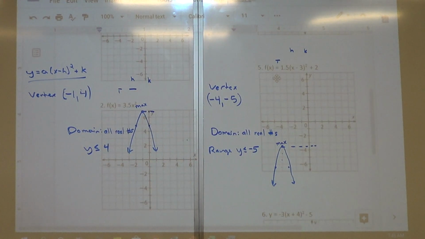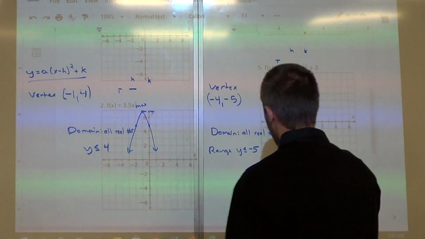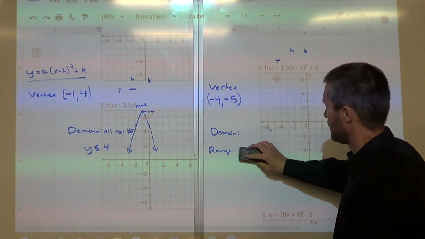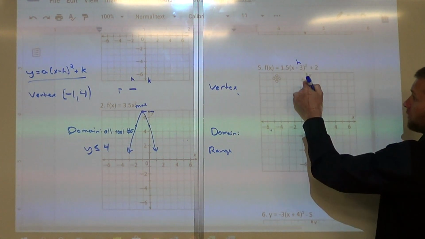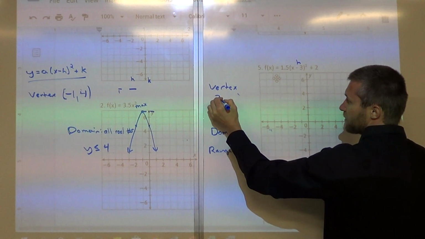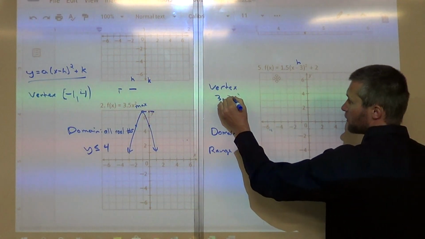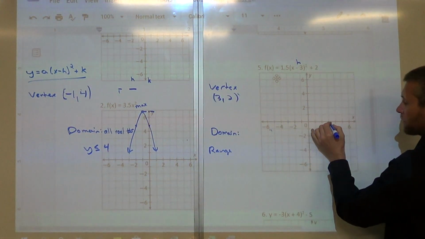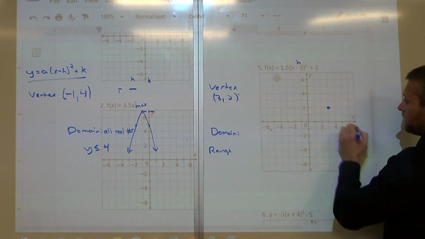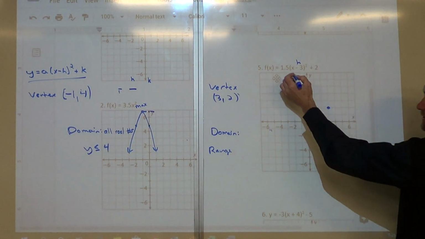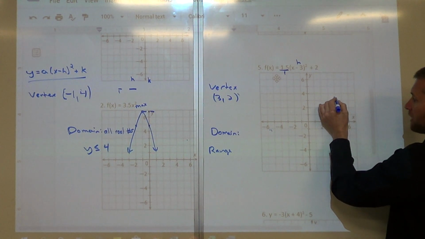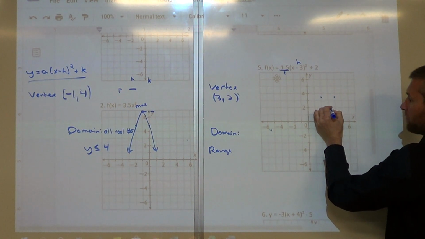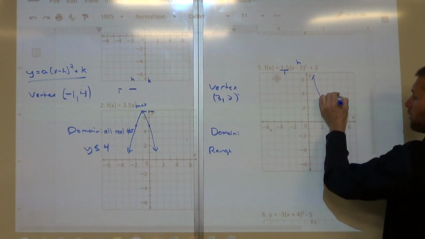So we'll go to number 5. So my vertex, this is my h value, opposite the sign, so it's a positive 3. My k value is also positive 2. So it's over 3, up 2. We have that graph there. Next, this is my slope. It's over 1, so that tells me to go up 1.5 over. Up 1.5 and over, and we have this parabola now opening up.